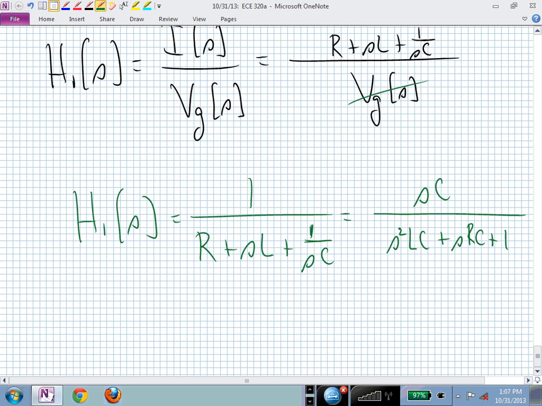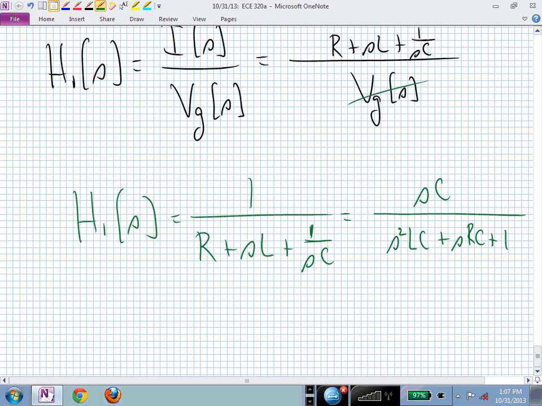Can we tell anything from this? This is just a bunch of variables. Can we say anything? What's your inductor value, L? It's a positive number, isn't it? What's your capacitor? Positive. What's your resistor?